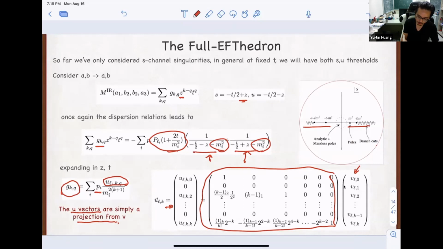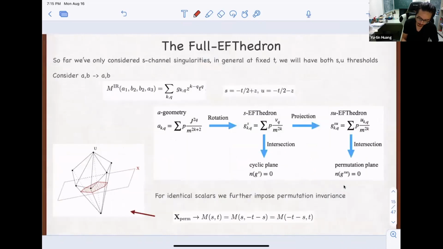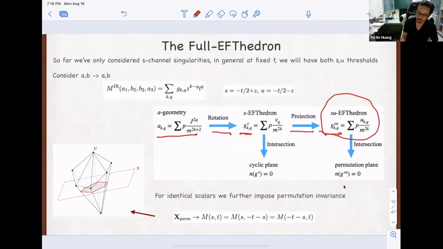So once you figure out the boundaries for the A geometry, then what you need to do is very simple. Once again, once we determine what the boundaries here are, we do the inverse G rotation to get the S channel contribution. And then we do a further projection to get the SU contribution. And then this basically defines the four EFThedron. So it's just a rotation and a projection of this geometry. So this is really the mother geometry. And you just do a rotation and a projection, then you get the four EFThedron.